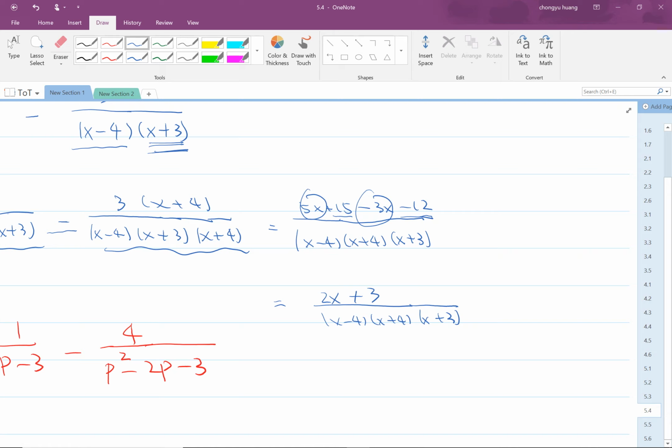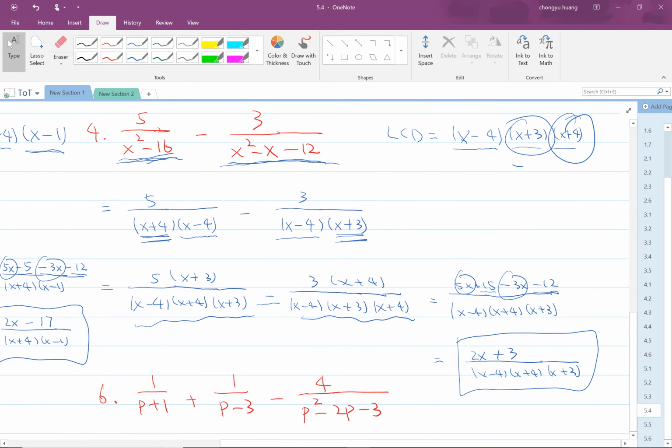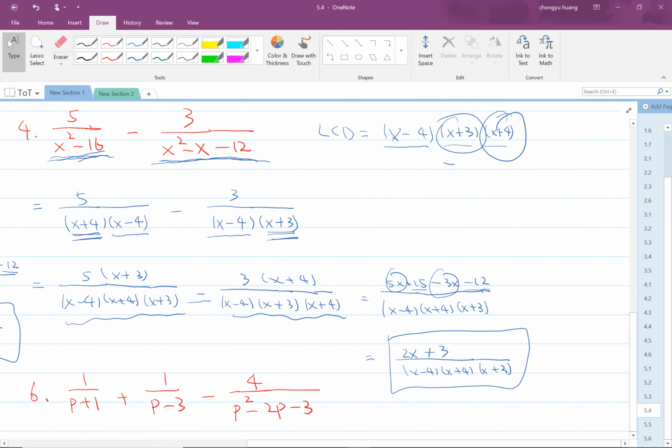So now you take a final look, and you can see there's nothing we can actually factor out. So you leave the answer like this. Okay, so now this will be the final solution for question 4.